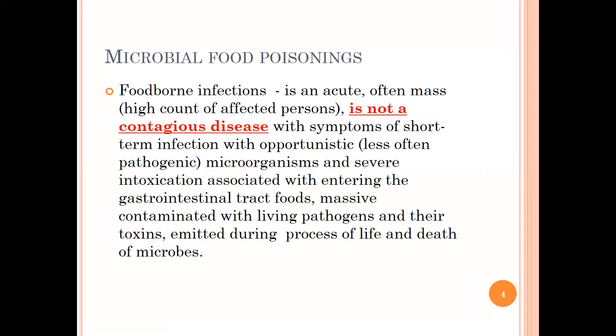As it was mentioned, first of all, what's the main difference between food poisoning and intestinal infection? Because they have the same symptoms, but I should emphasize again, food poisoning is not a contagious disease. It means it cannot be transferred from sick persons to healthy ones, like in the case of an infectious disease.